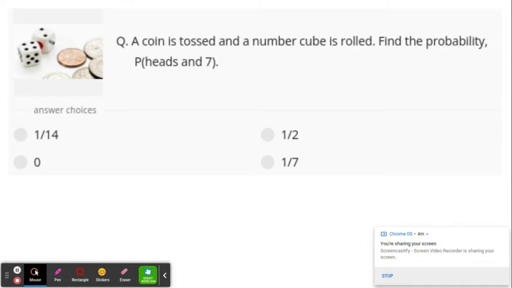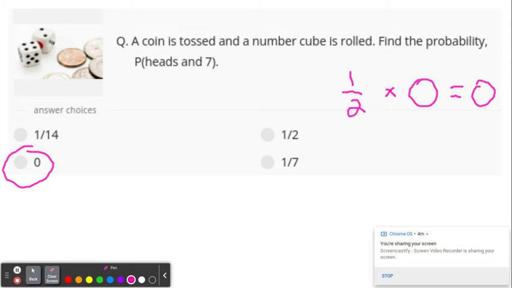And our final question: a coin is tossed and a number cube is rolled. Find the probability of a heads and a 7. Okay, so the probability of flipping heads on a coin is 1 out of 2. No problem there. The probability of rolling a 7 on a number cube, well, heck, that's an issue. It is not possible to roll a 7 on a number cube. So we take 1/2 times 0, and that just gets us 0. So my answer here is 0.